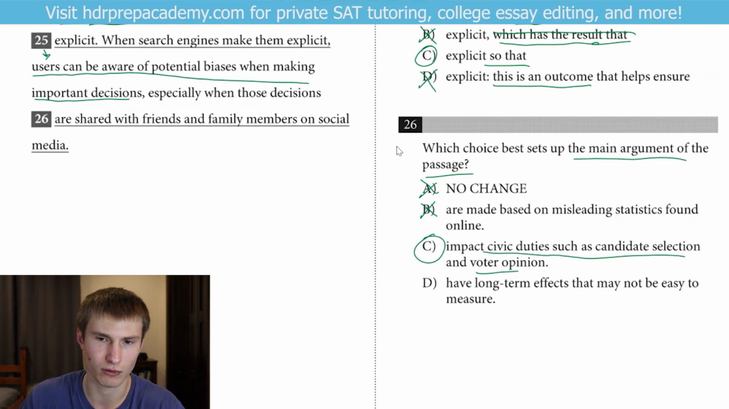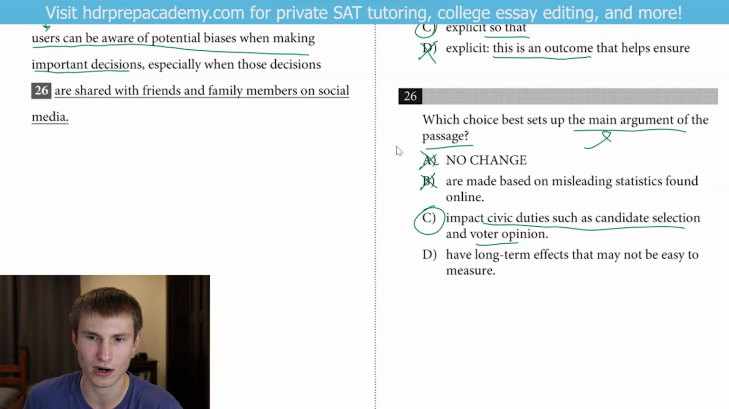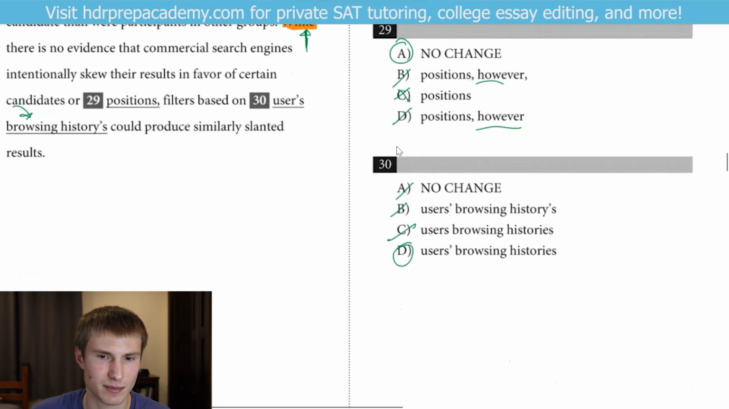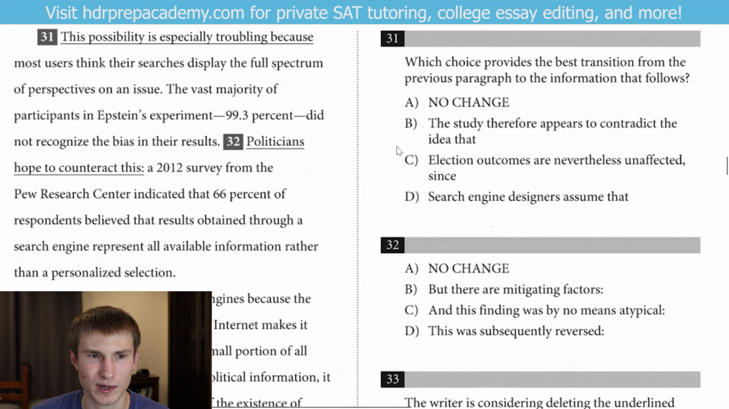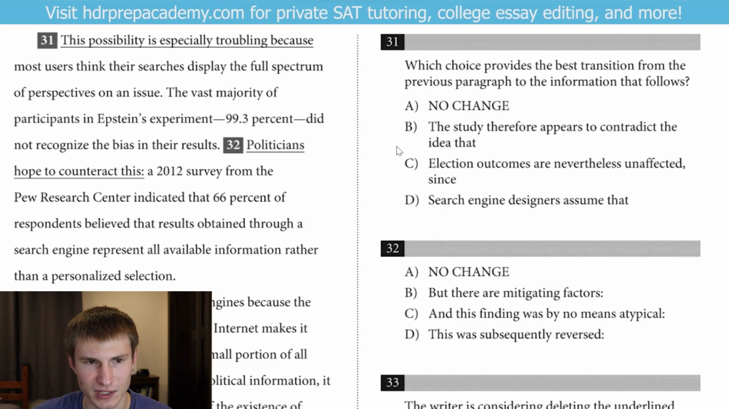And we're assuming here that this is setting up the main argument of the passage. If it's not, we'll come back and re-answer 26. And then D, have long-term effects that may not be easy to measure. We haven't made that claim yet. If we do, and that becomes the main focus somehow, we'll come back and re-answer it. Realistically, I probably should have waited to answer 26, but if we find it changes, we can always come back and change our answer there.